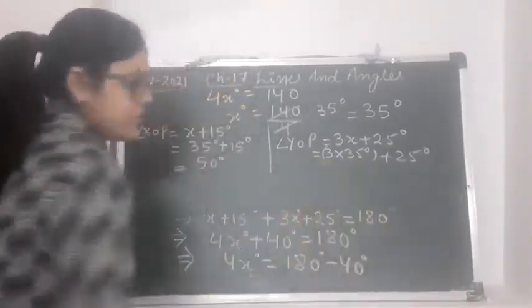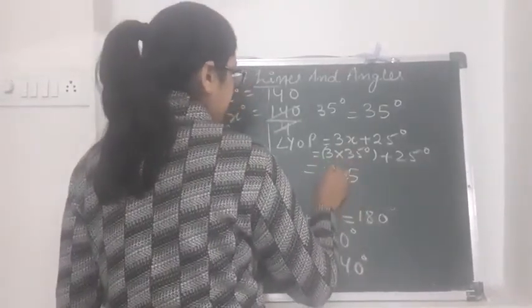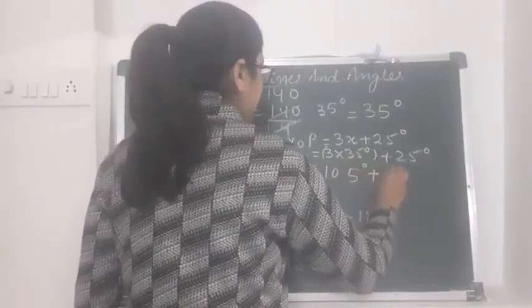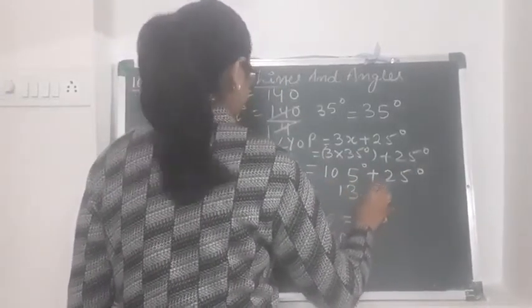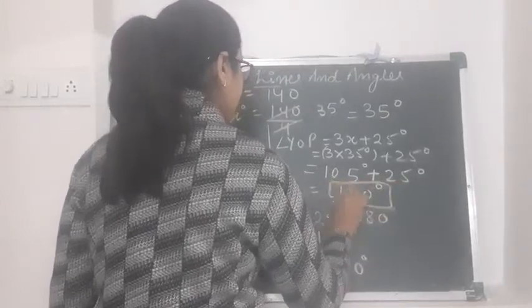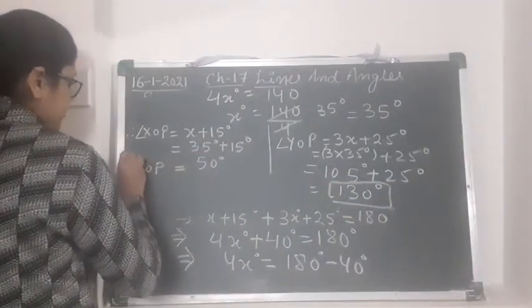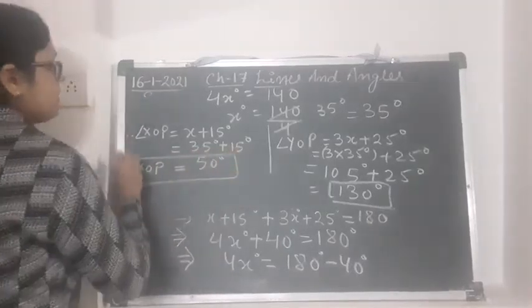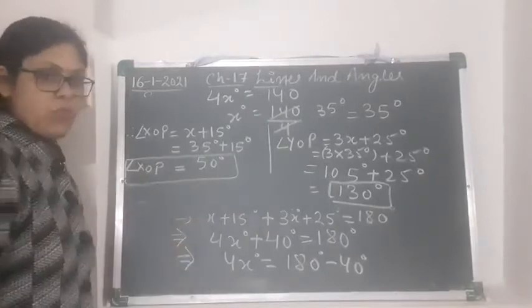Please rewind this video and solve it. Okay. 3 5 is 15. 105 degrees plus 25 degrees. So what will come? 130 degrees. So one answer is this and one answer is this. So I got angle XOP 50 degrees and angle YOP as 130 degrees.